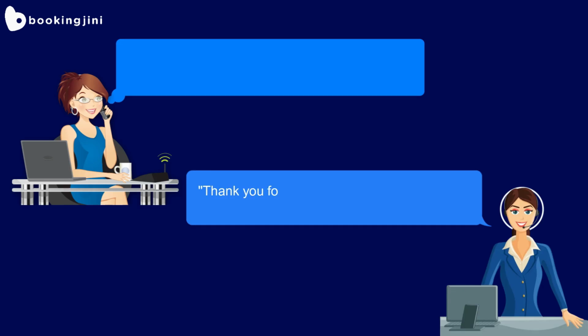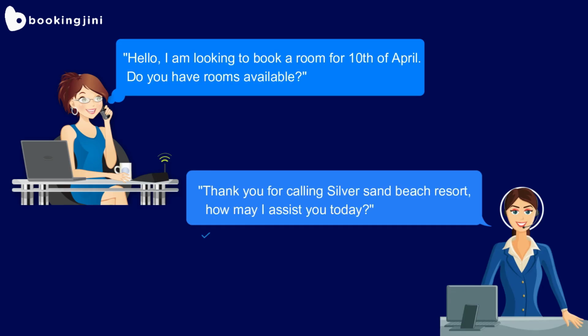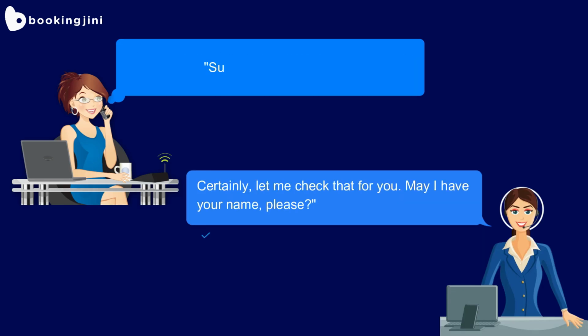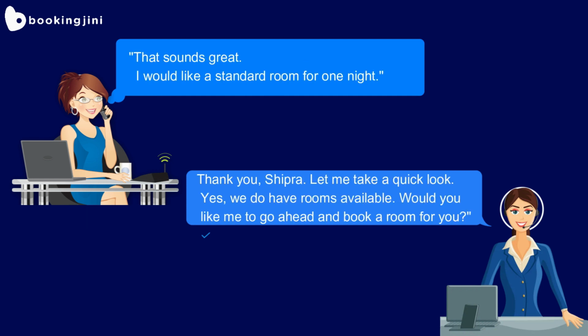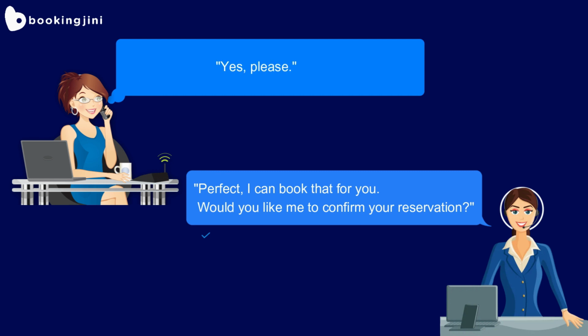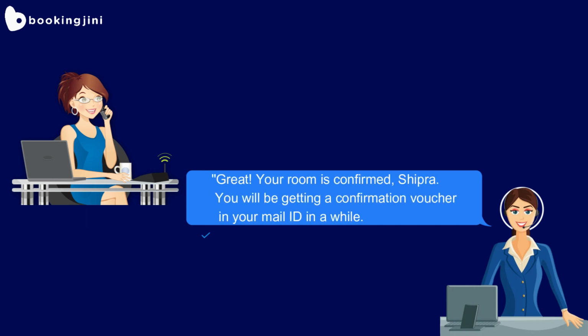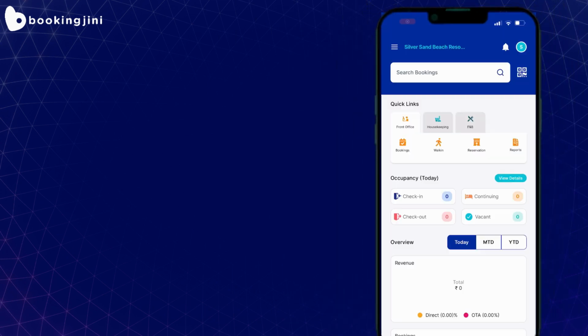Suppose the guest is calling reception for a reservation, and if the rooms are available, then the receptionist continues to take all the necessary details like their name, phone number, and mail ID. Then the receptionist starts booking the room. So now let's understand how we can perform this reservation process in the PMS software.